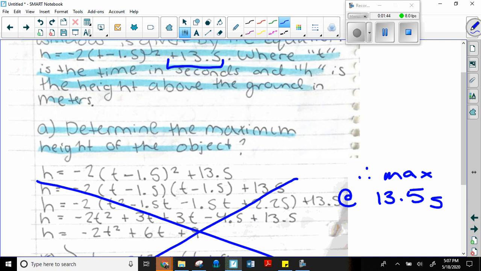So we have to know that when they're asking for the maximum, they want the optimal value or the y value of the vertex.